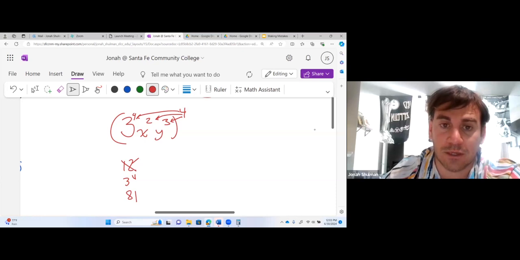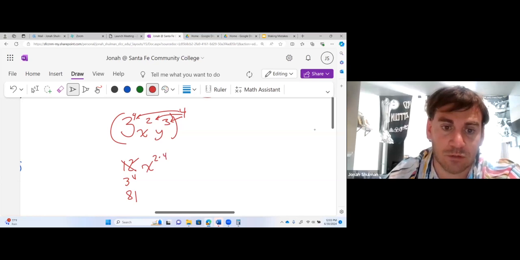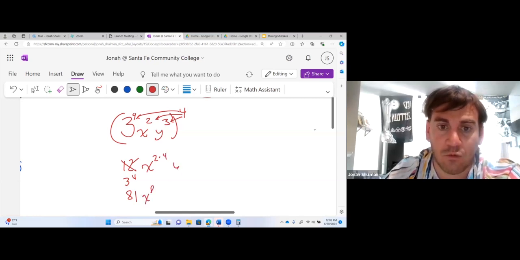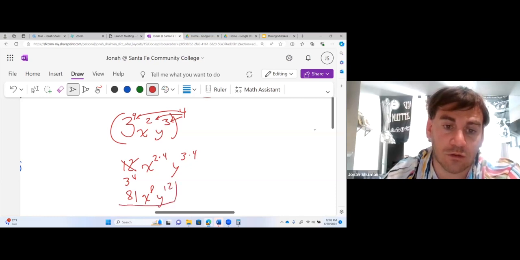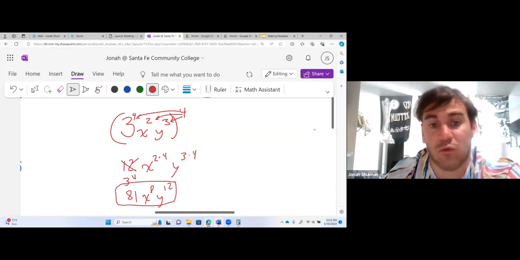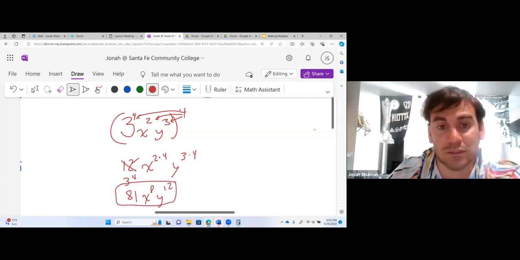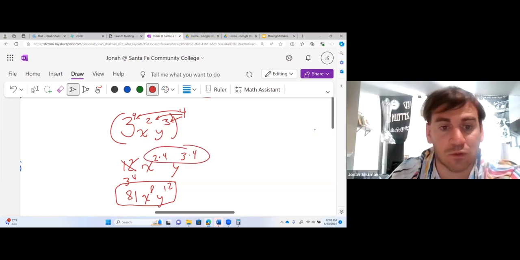These are being raised, so you actually have to multiply them. So it's x, 2 times 4, which is 8. Y is 3 times 4, which is 12. So 81x to the 8th, y to the 12th. So a lot of times, since these two are being multiplied, people will multiply this one as well, but it's still a raise.